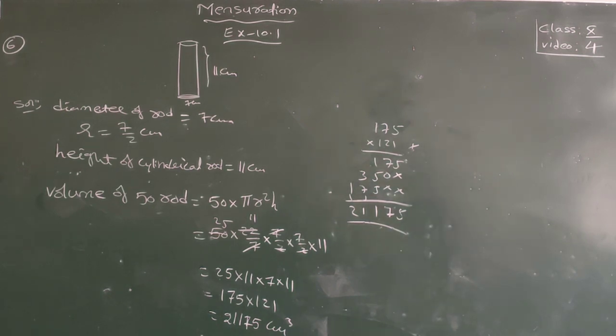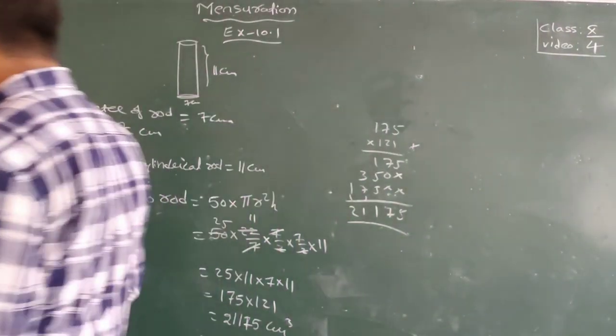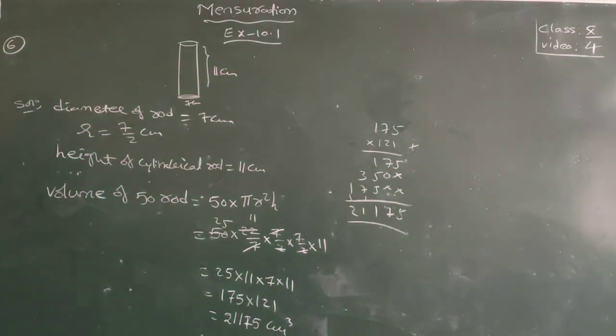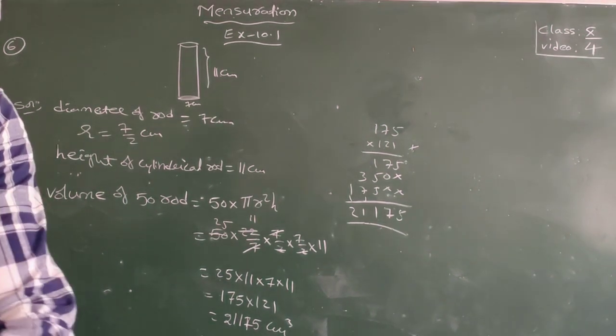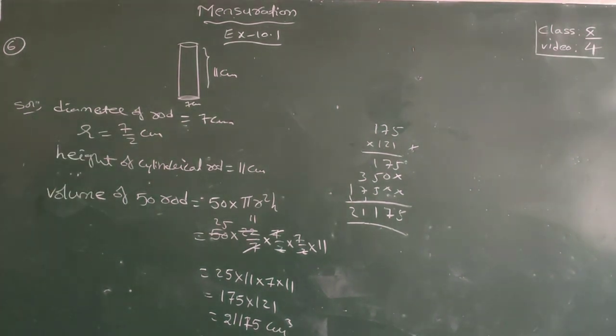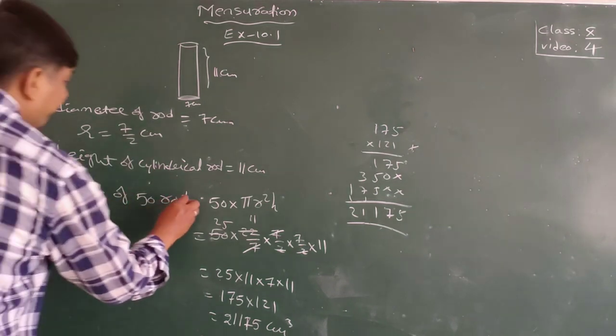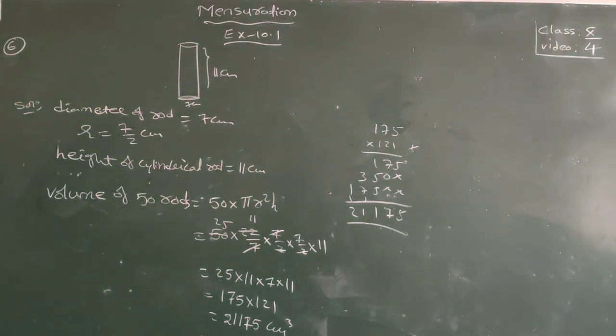Okay, if you convert into meters, that would be cubic meters, you can convert it, but cubic centimeters is what they asked. Volume of 50 such rods is equal to 50 into the volume of one cylinder. One cylinder's volume is equal to pi r square h formula. So 21,175 cubic centimeters. Okay, am I clear?